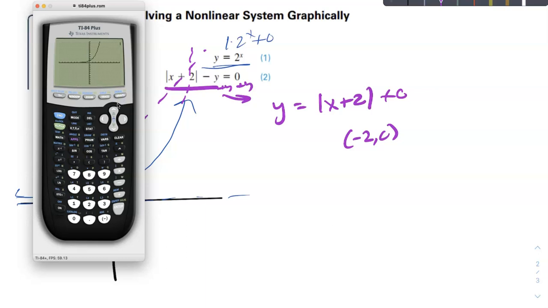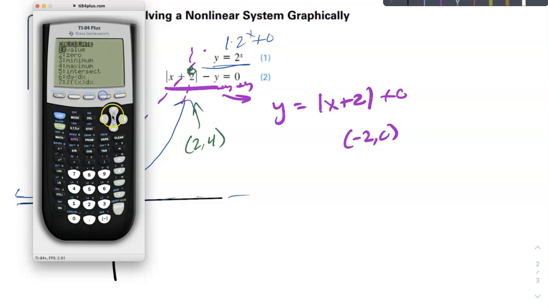We'll get something that looks like that. You can see the 1 right there, and it looks like 1 right there, but it's actually 2 right there. So we're going to find the intersection, so I can calculate, intersect. Let's find the one right here first. Hit enter a couple times, and you get (2, 4). So that point where they should cross is (2, 4).